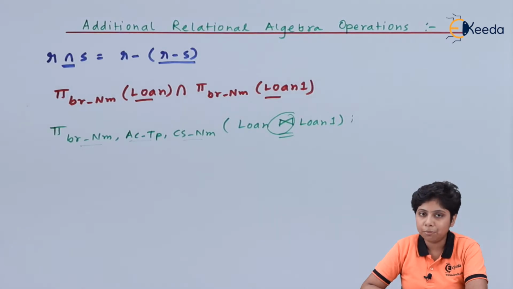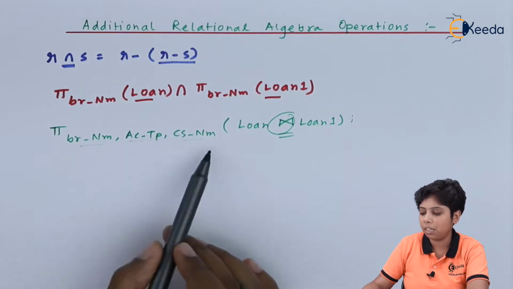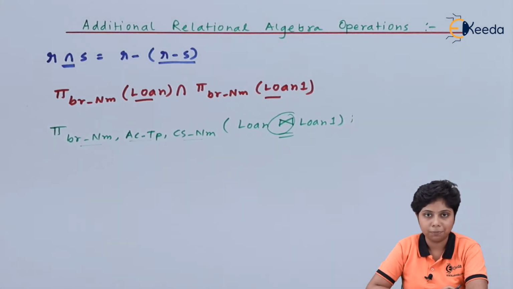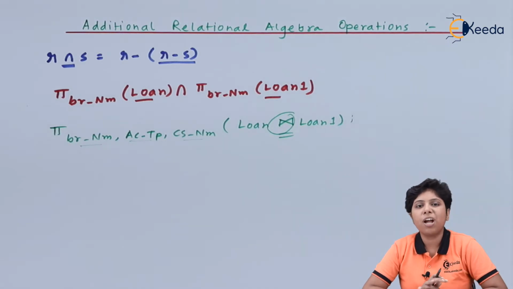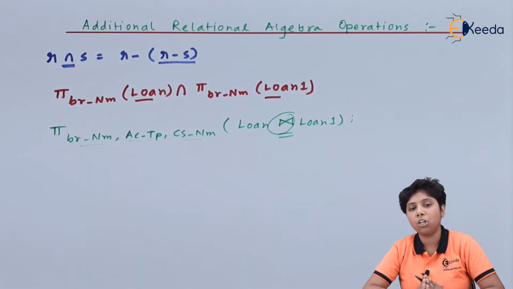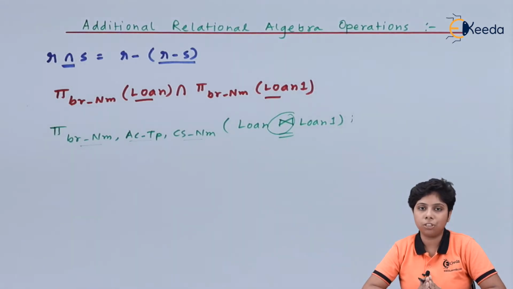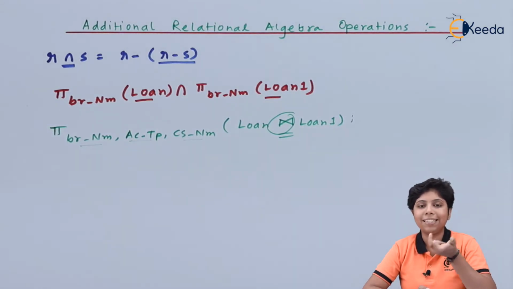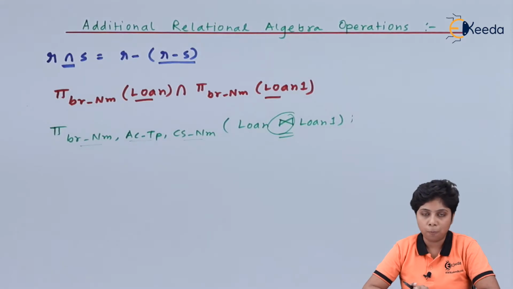First the Cartesian product on loan and loan1 will be done. Then we can select the branch name, account type and customer name from that. Now say we have a more difficult operation. Suppose we want that whenever there is a matching branch name in the loan relation and the loan1 table, we produce the result with a projection operation. So basically we are matching the branch name of the two tables and getting the result as a projection.